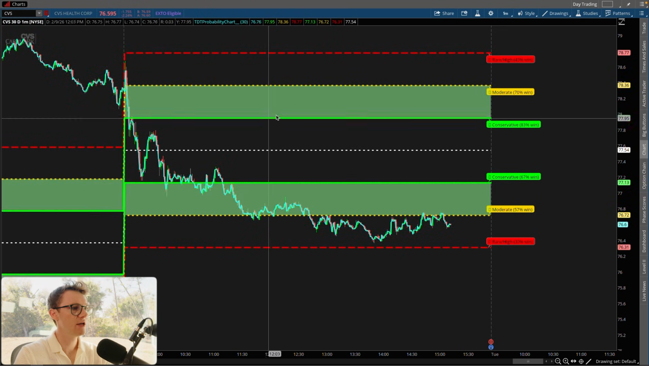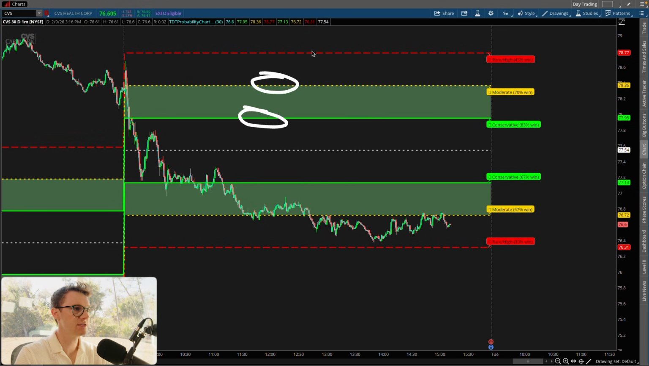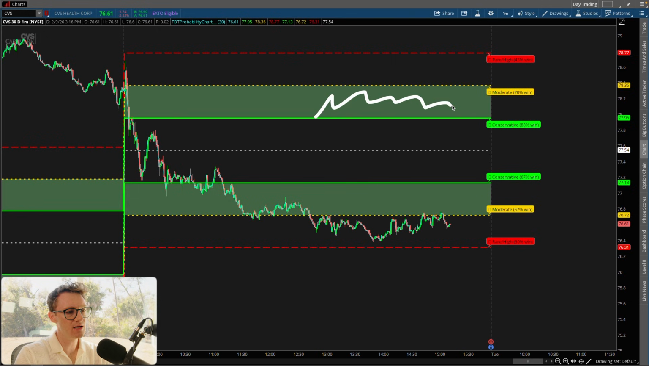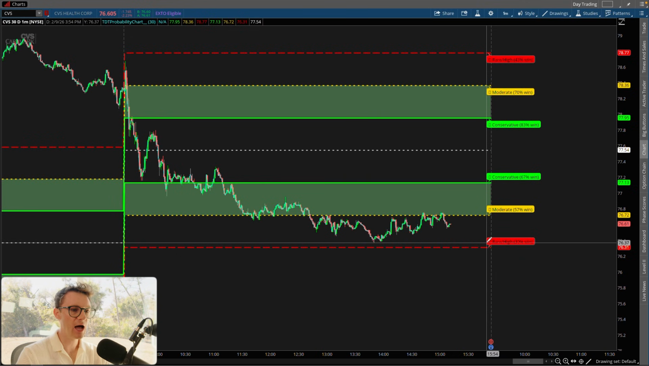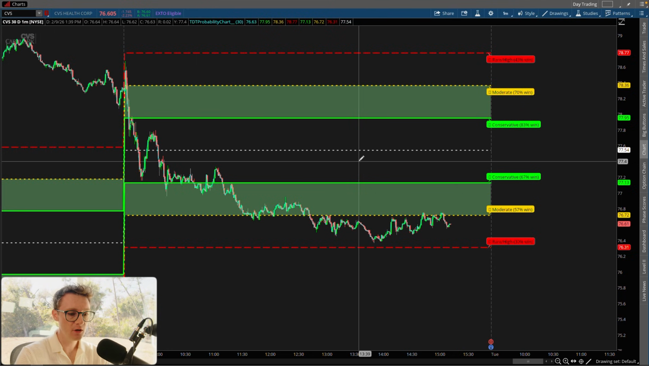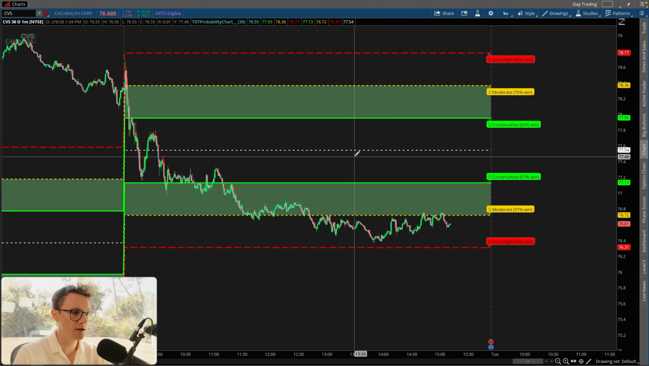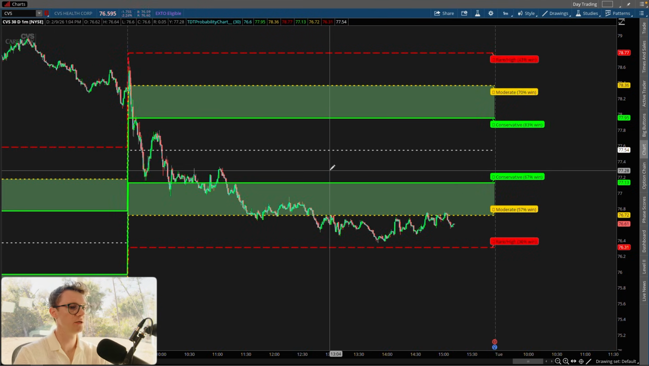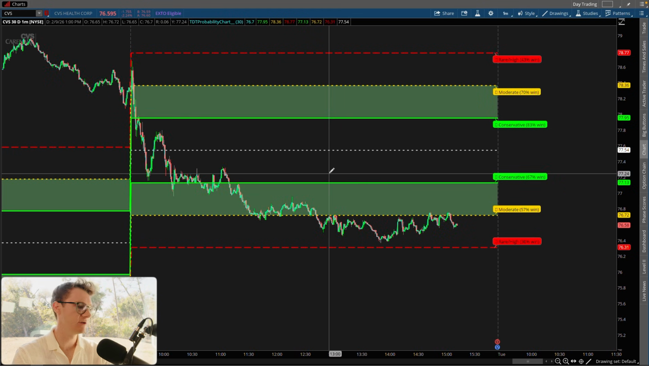If you're short, these levels are going to act as resistance. Our green zone will be an anchor, if you will, that we'll often trade into multiple times. And if you want to have a really high risk to reward trade, where your risk is much less relative to your reward.